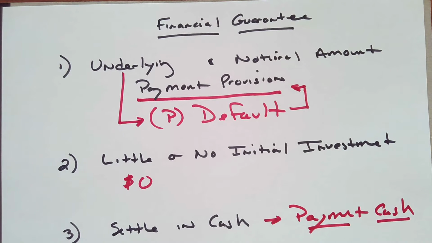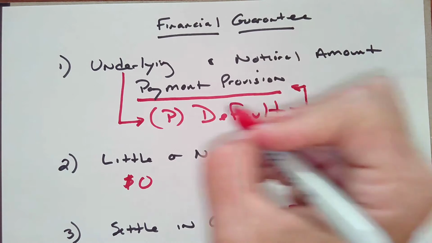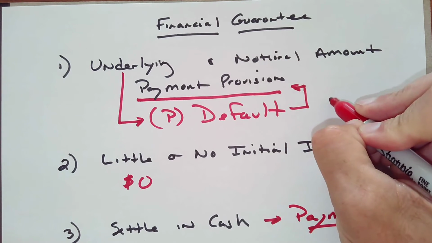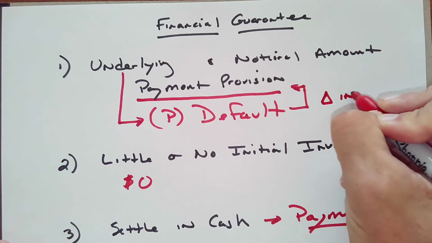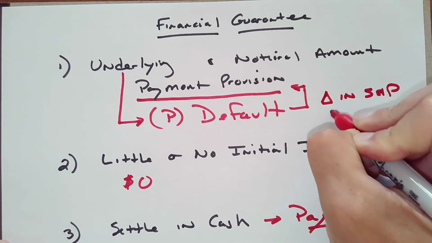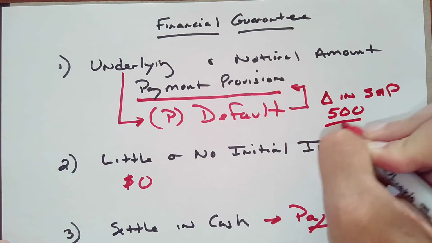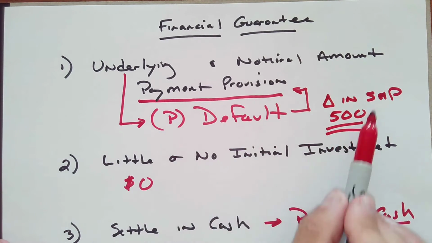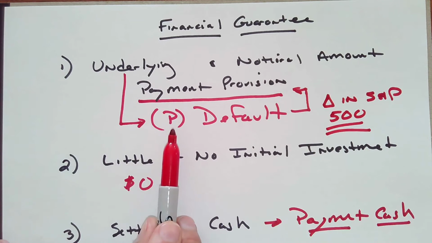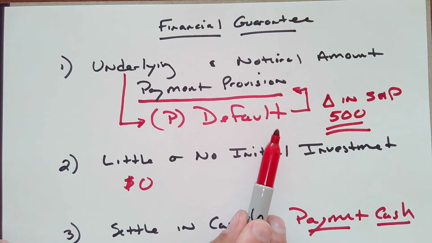Now, it wouldn't get exception treatment if the underlying was something, say, a change in the S&P 500. Then it would not be clearly and closely related to a financial guarantee.